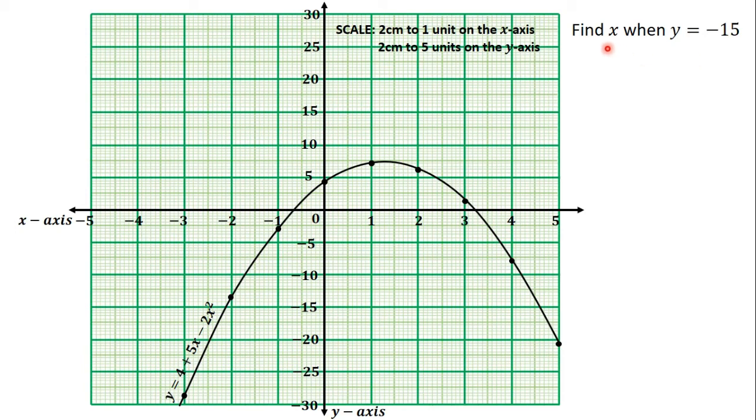So to find the value of x when y is equal to minus 15, you will locate minus 15 on the y-axis. So here is minus 15. Then after you have located it, you draw a horizontal line through minus 15. So you draw the horizontal line through minus 15, and we can see that it will meet the curve at 2 points, this point and this point. To get the first x value, you trace the first point to meet the x-axis.